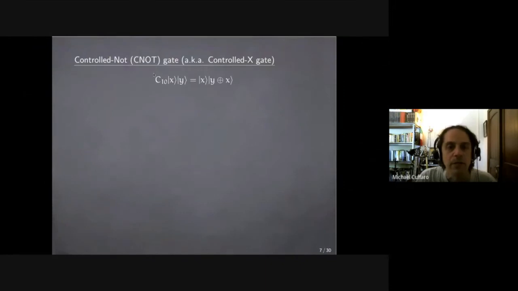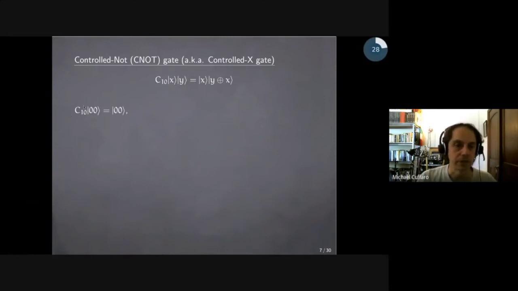Anyway, this is the way we indicate the controlled NOT gate. The 1 here refers to the fact that the control qubit is in the first position. So that means X here is our control qubit. And what this operation implements is: it leaves the control qubit unchanged, and it performs an exclusive OR operation, or you could also think of it as a modulo 2 addition of Y and X.